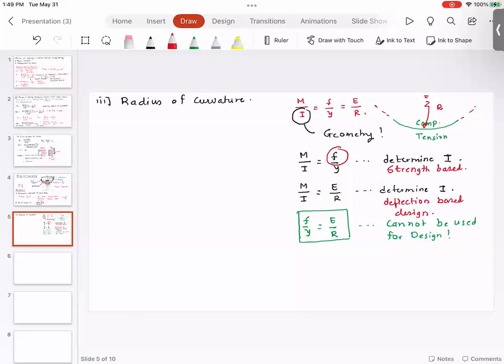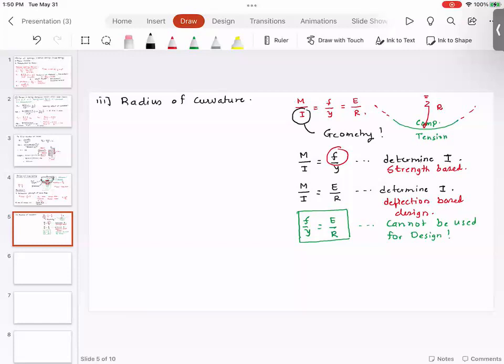You won't feel safe driving such a car. So what you want to make sure is that the design is safe from the strength point of view as well as the deflection point of view. And that is what is needed to find the radius of curvature.